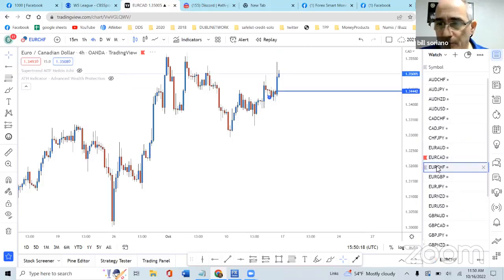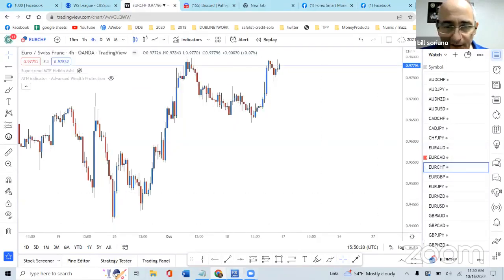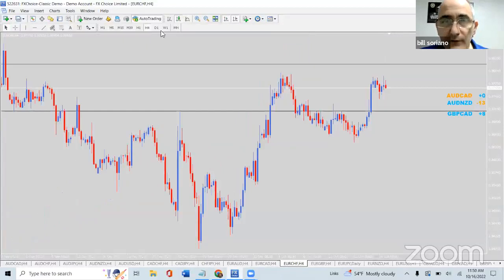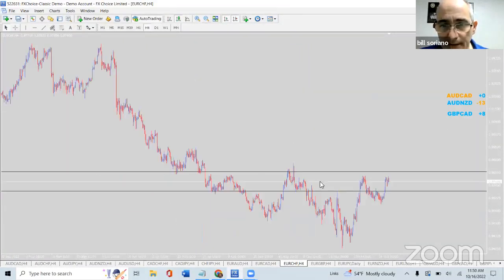Okay, let's pull up EURCHF. We look here at EURCHF on the 4-hour chart, right? This was very bearish, right? We got this break of structure on the way up.